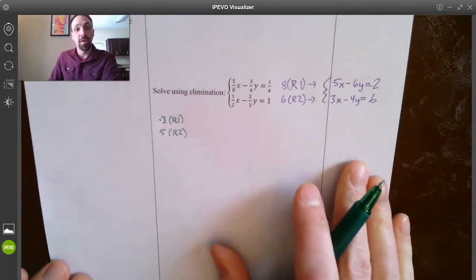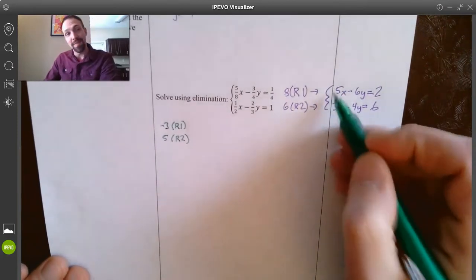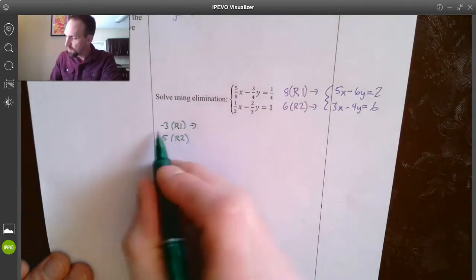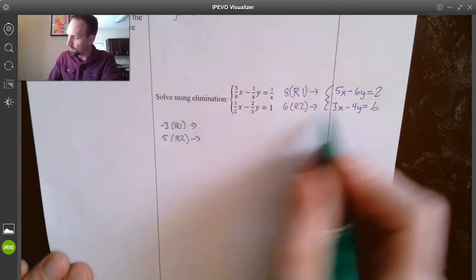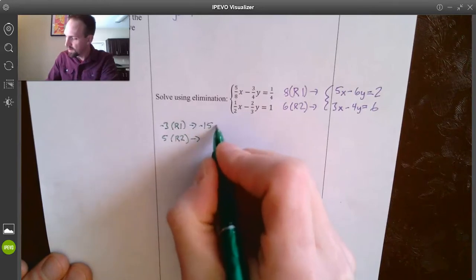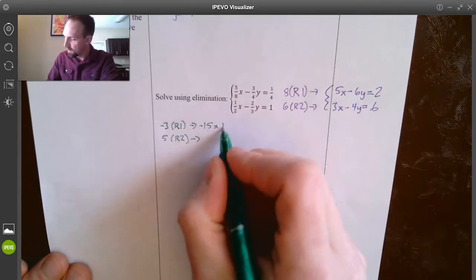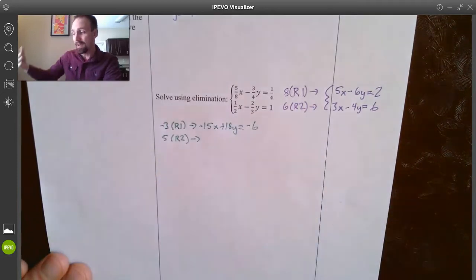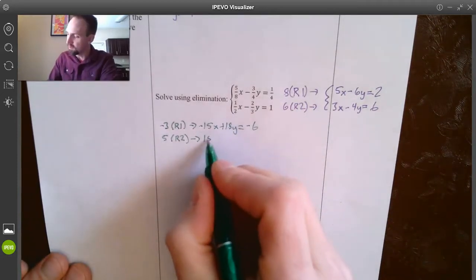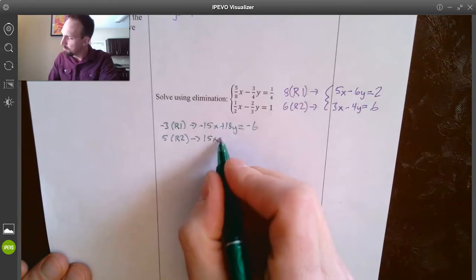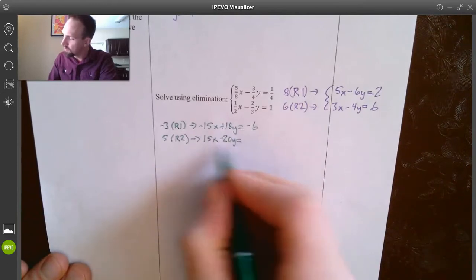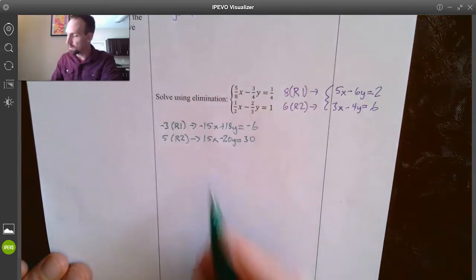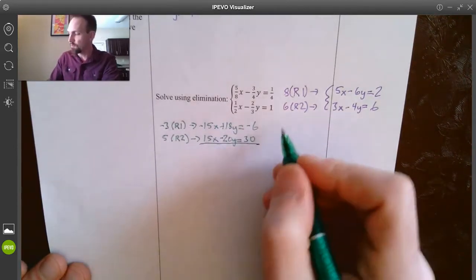So I need to make sure that one of them is the opposite, because remember, when you add these, I need one of them to be negative and one of them to be positive. So negative 3 times row 1, it's going to give me negative 15x plus 18y equals negative 6. And then 5 times the bottom row is going to give me 15x minus 20y equals 5 times 6 is 30.